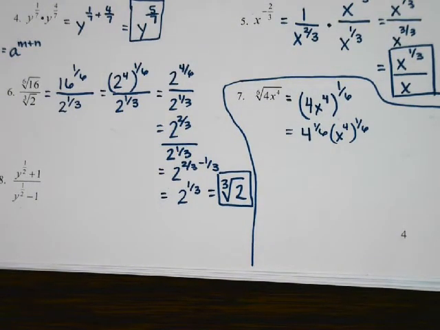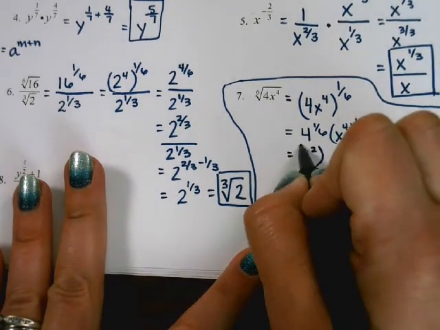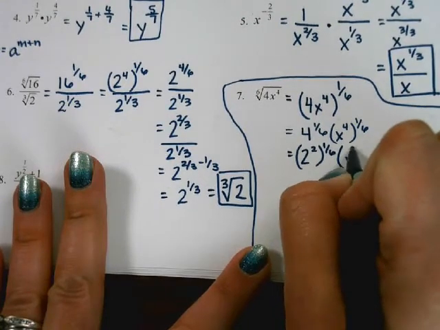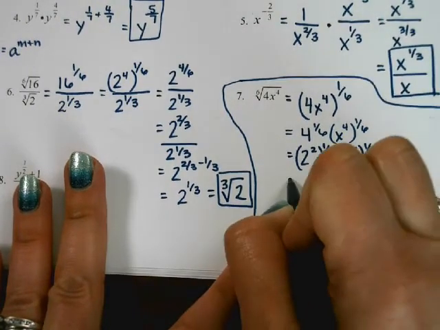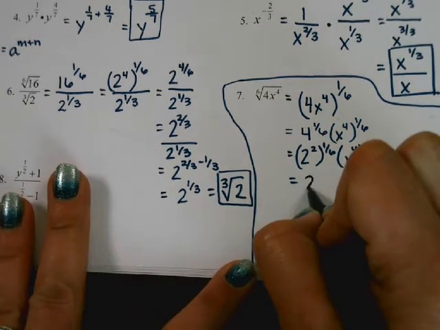Can we rewrite 4 as something, a smaller number with an exponent? 2 to the 2nd, right? Okay, so let's do that. This is 2 to the 2nd to the 1/6, x to the 4th to the 1/6. And then JJ just said power to a power we multiply, right? Again, if you're not comfortable multiplying fractions, use your calculator. 2 times 1/6 is 2/6, right? And does that reduce? 1/3. So this becomes 2 to the 1/3.